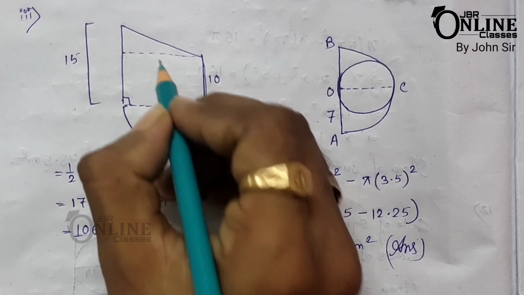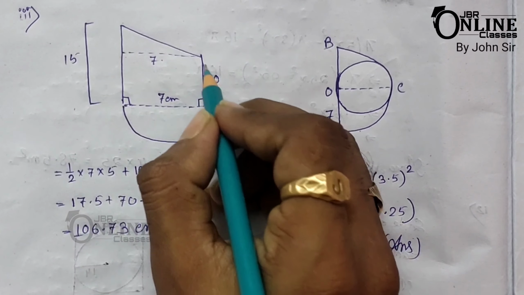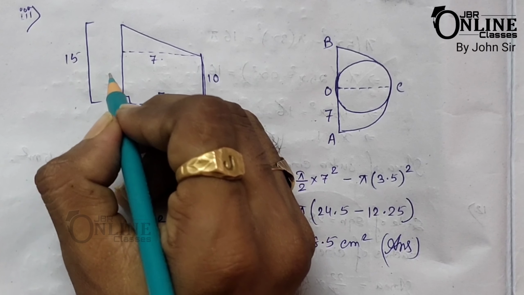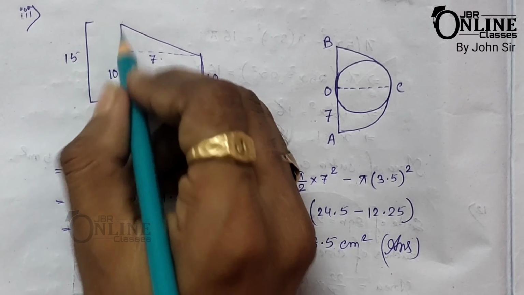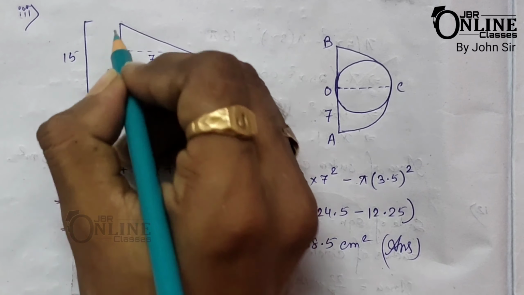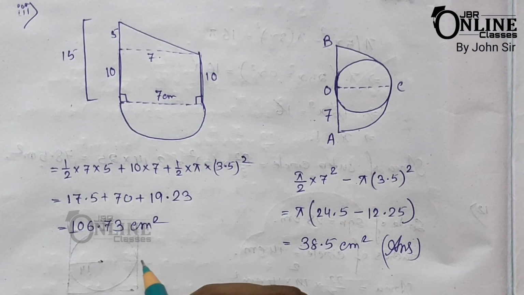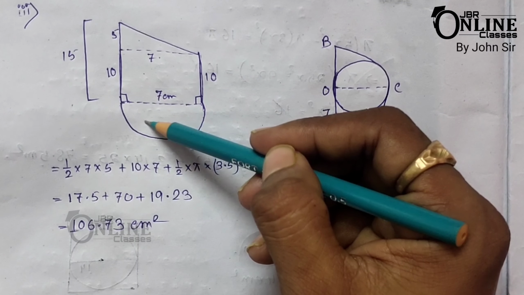If this one is 7 centimeter, then this one is also 7 centimeter, and this one 10 centimeter, so this one is also 10 centimeter. As the total length is equal to 15 and this one is equal to 10, so this is equal to 5. Okay, so that means there are 3 parts in this diagram.